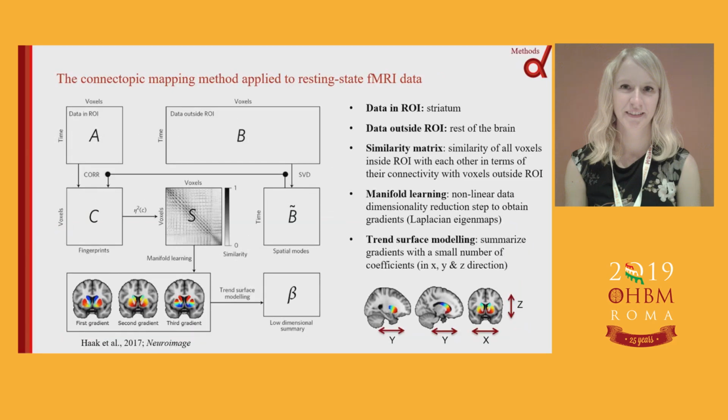So we made use of connectopic mapping, the method that Koen has just clearly explained, so I won't spend much time on this slide. But importantly, our region of interest is the striatum. And in the end, for the Parkinson's disease study, we will also apply transsurface modeling to summarize the gradients in a small number of coefficients with which we can do the statistics.